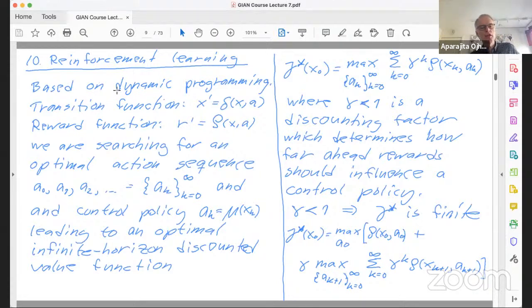And then, based on dynamic programming and a transition function, okay, we can say, yes, reinforcement learning is based on dynamic programming, and you assume that you have a transition function for every state. The thing is that now we assume that we know this transition function, and even that we have a reward function. So the next state and the reward in the next state is given by these functions.